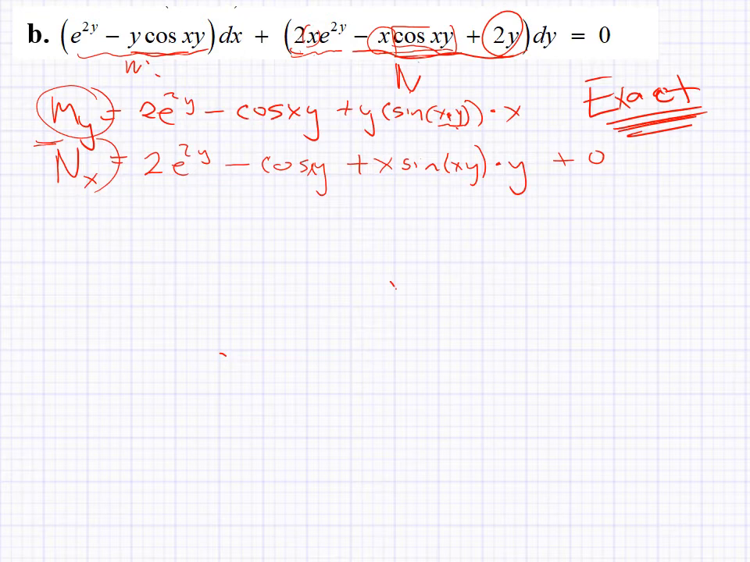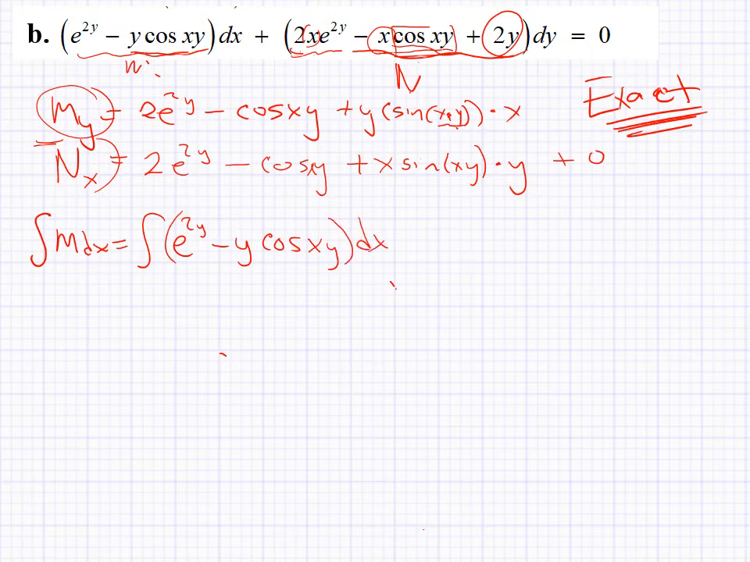All right, now that it's an exact differential equation, what are we going to do? We're going to go ahead and solve it and find the function that satisfies this equation. So in doing so, I'm going to take the integral now of M with respect to x. So that's the integral of e to the 2y minus y cosine xy with respect to x.